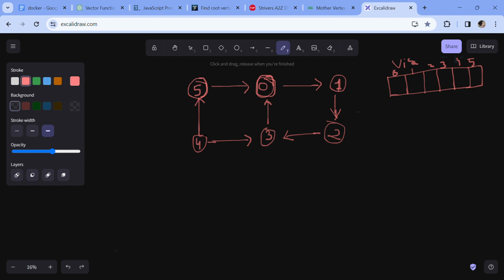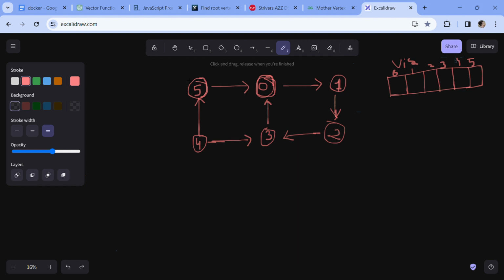That node will be my root node. All the nodes should be reachable from that particular node, and that node can be called the parent node or root node.